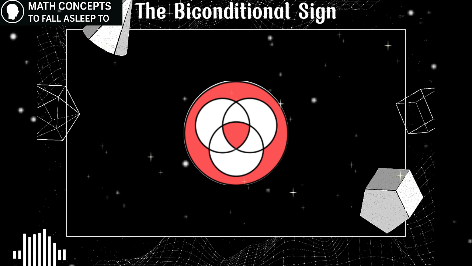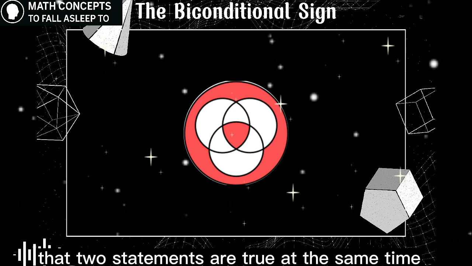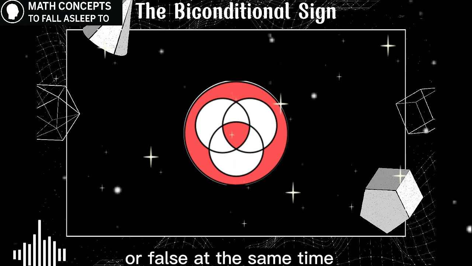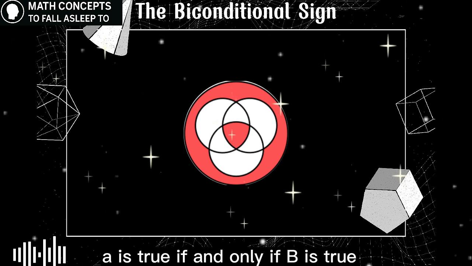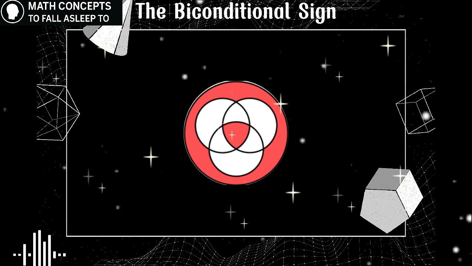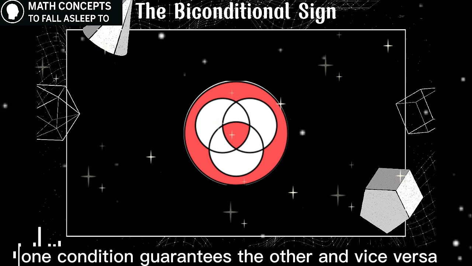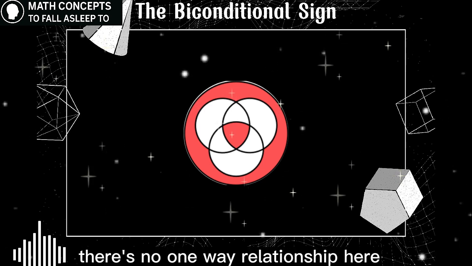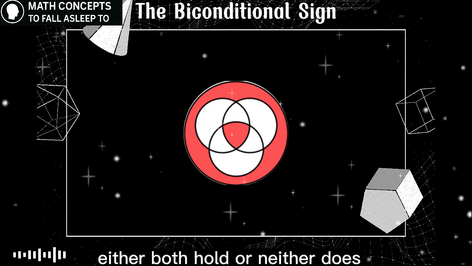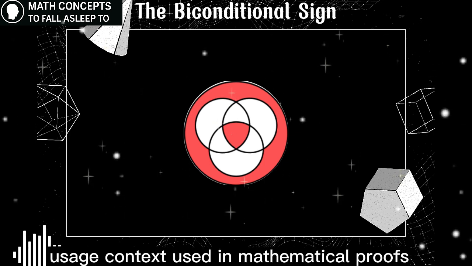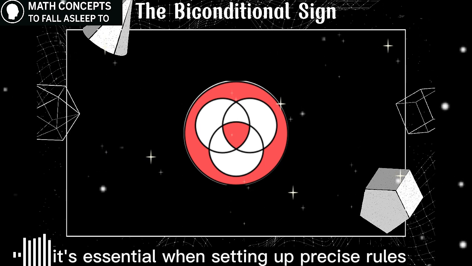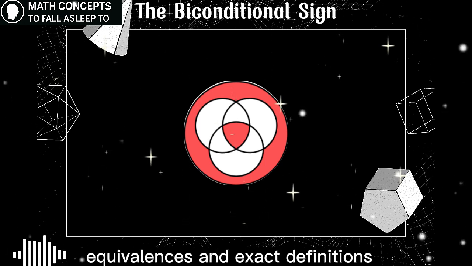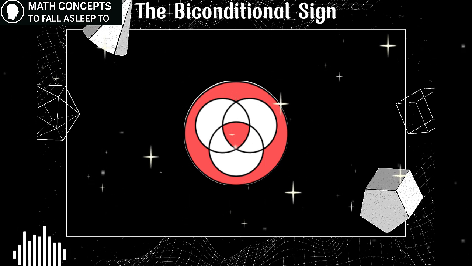Meaning and function. The biconditional expresses that two statements are true at the same time, or false at the same time. In short, A is true if and only if B is true. It's a two-way street. One condition guarantees the other and vice versa. There's no one-way relationship here, either both hold, or neither does. Usage context. Used in mathematical proofs, logic, philosophy, and definitions. It's essential when setting up precise rules, equivalences, and exact definitions.